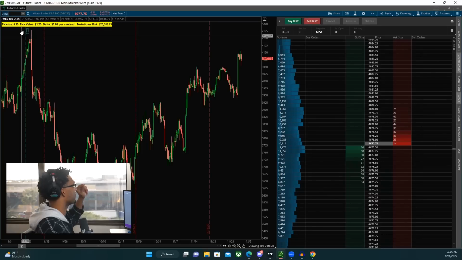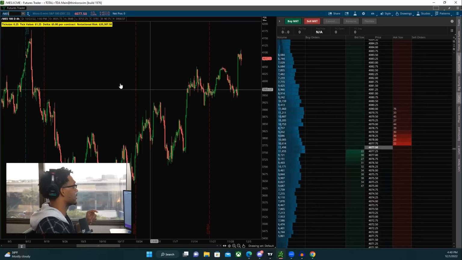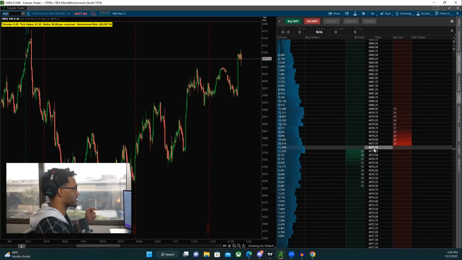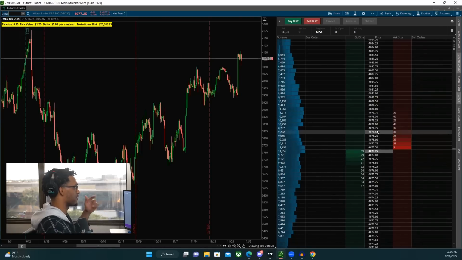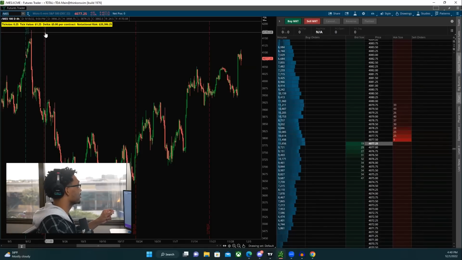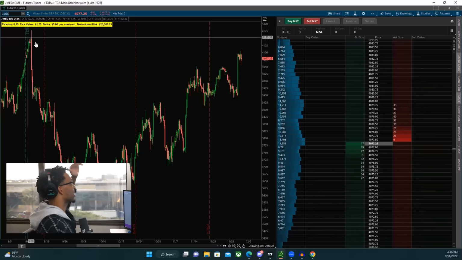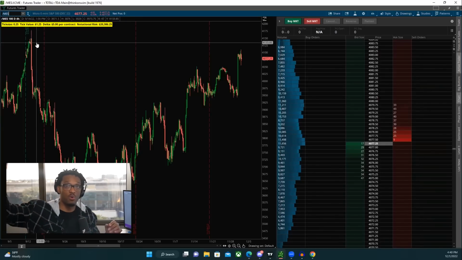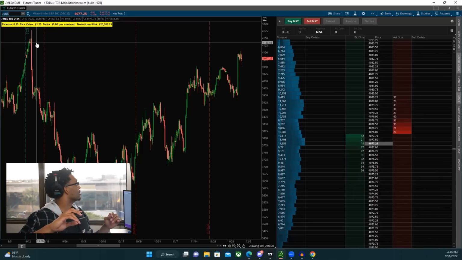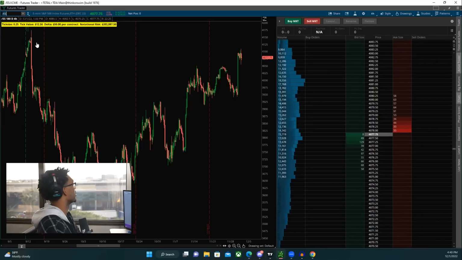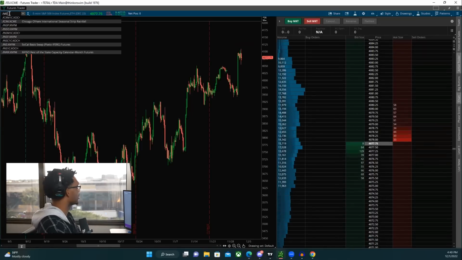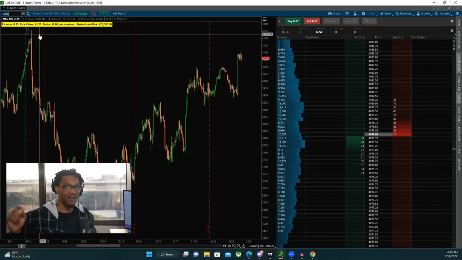How is it smaller, Isaac? Well, it still moves in 25 cent increments, as you can see. Right now it's at 4077.50, and then you have 75, a dollar, and so on. But the tick value for each individual 25 cent increment is $1.25. So it goes from $12.50 per tick, I'm sorry, was it 12.50? Hold on, I'm having a brain moment. Yeah, it goes from $12.50 per tick down to $1.25 per tick.